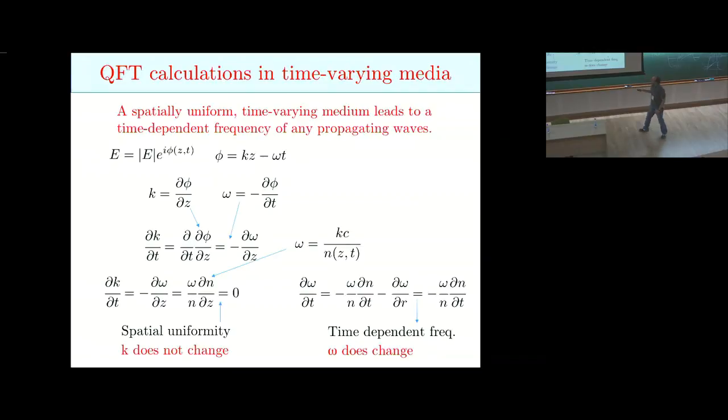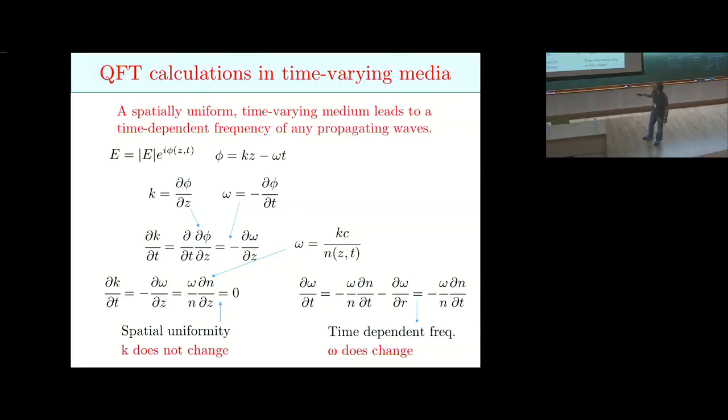Now let's have a look again at this. dk/dt is minus dω/dz. But using this relation, this is why I said you have to be careful. You have to pull the refractive index into your definitions here. So I write omega as kc divided by n. I put that in here, pull out the omega, do the gradient, and end up with omega divided by n times dn/dz.